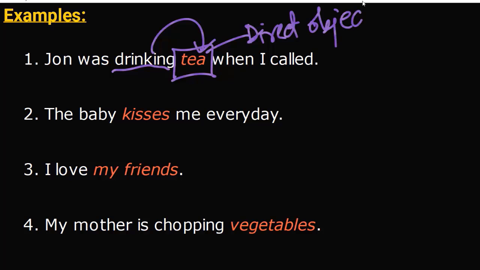And only transitive verbs take objects. Intransitive verbs cannot take objects. So drink is one of the transitive verbs. You can drink something. You can drink water, you can drink coffee, you can drink tea, you can drink alcohol, right? You can drink something, and whatever you drink is the object of the verb drink. John was drinking what? Tea.